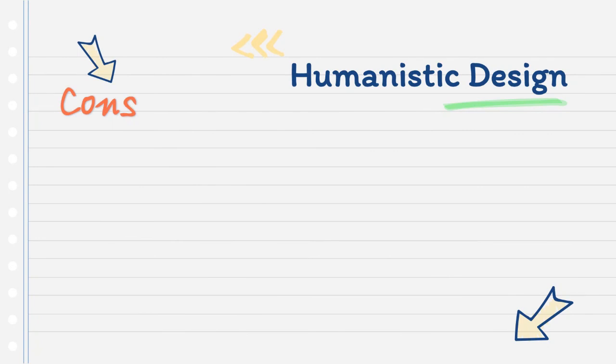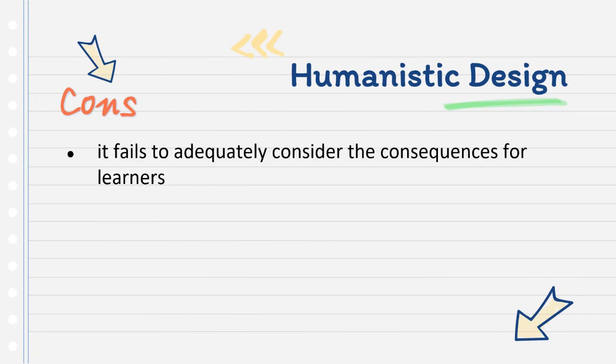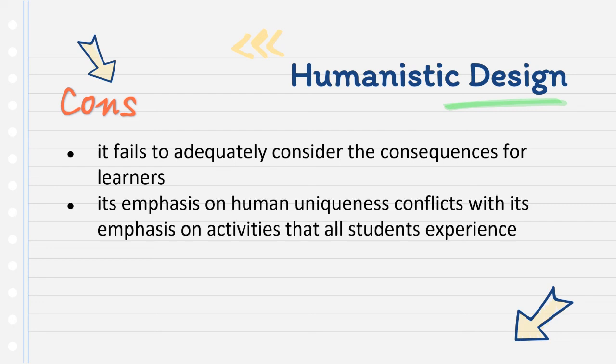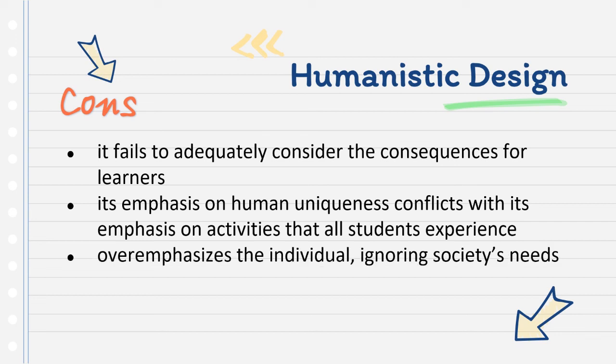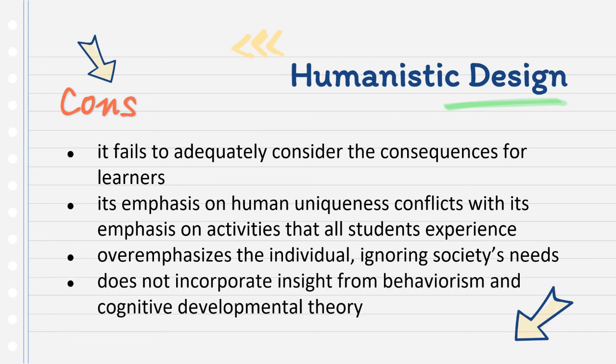However, these are the advantages of humanistic design. It fails to adequately consider the consequences for learners. Its emphasis on human uniqueness conflicts with its emphasis on activities that all students experience, and it has overemphasized the individual while ignoring society's needs. And it does not incorporate insight from behaviorism and cognitive developmental theory.